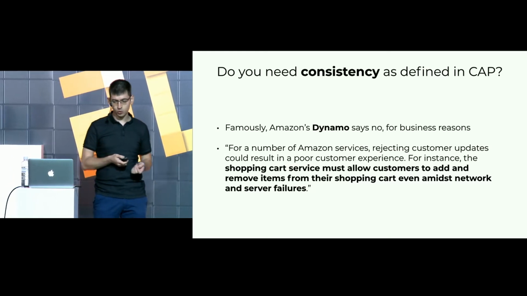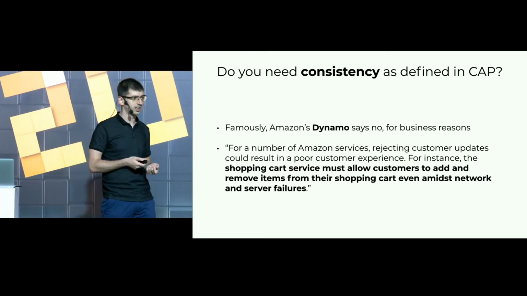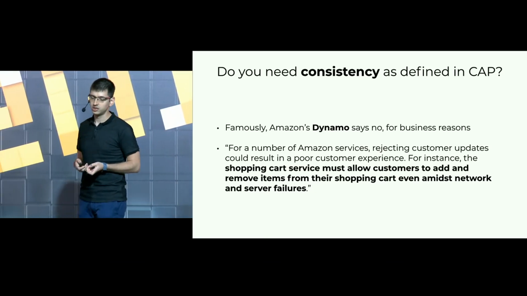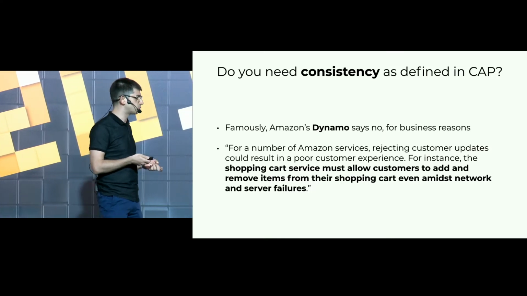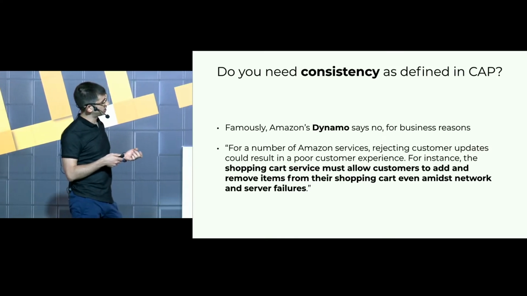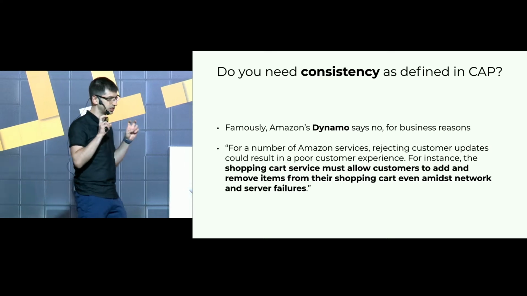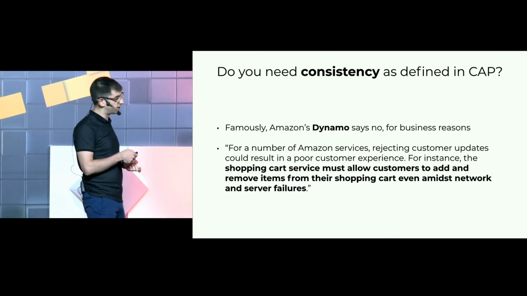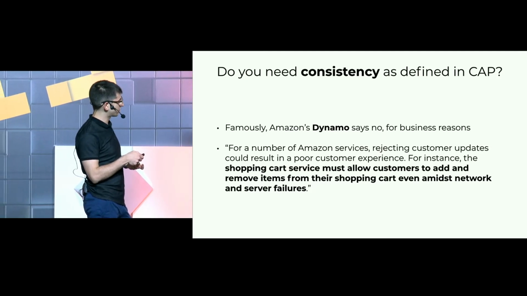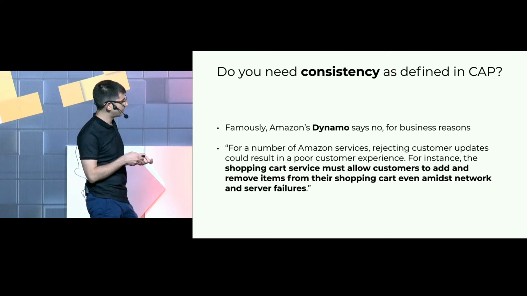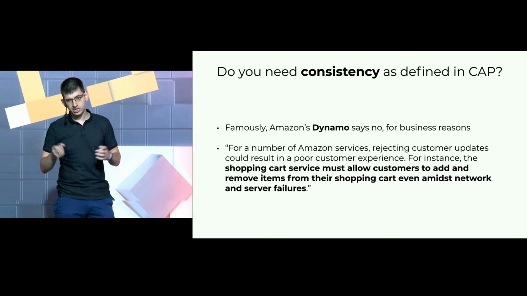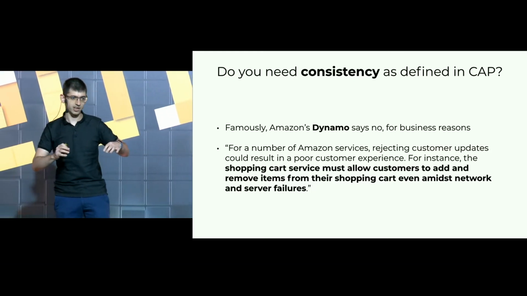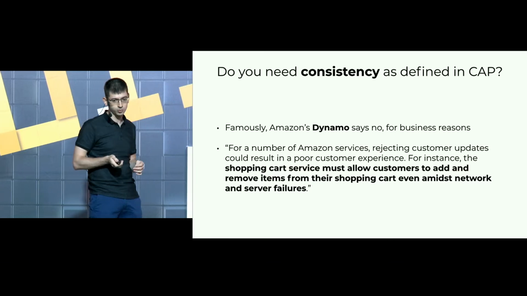One famous example is with Amazon's database called Dynamo. This is one of the first more famous papers on distributed systems in the real world that made this trade-off. The interesting thing is that for business reasons, they decided that they don't really need to be consistent. What does that mean in their case? I've underlined a part of the sentence here: the shopping cart service must allow customers to add and remove items from their shopping cart, even amidst network and server failures. That basically means that for Amazon's business, it's very important that whatever ends up in your cart stays there, whatever happens to your servers and your data centers at that point.